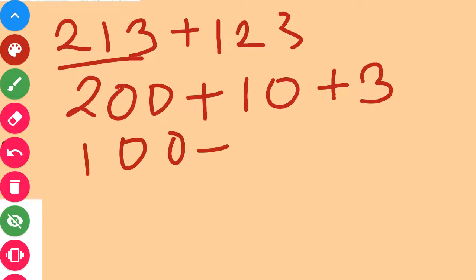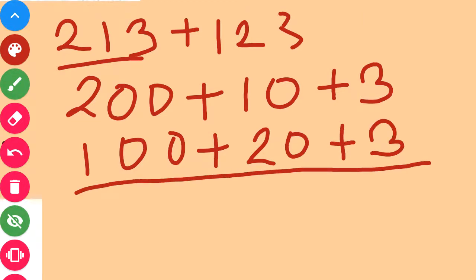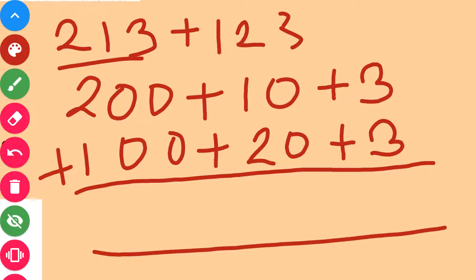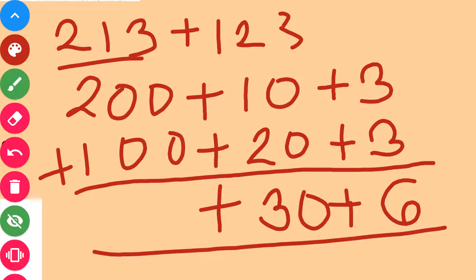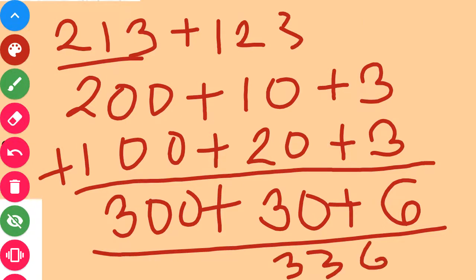Now expanding 123. 100 plus 20 plus 3. Okay. And now what we will do? We will add them. 3 plus 3 will give us 6. 10 plus 20 will give us 30. And 200 plus 100 will give us 300. So our answer will be 336. Okay? This is easy, no?